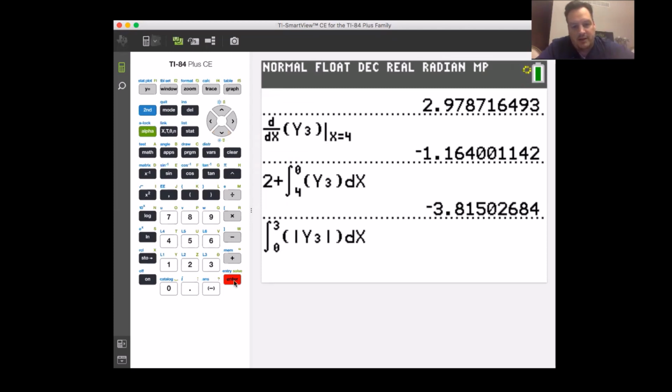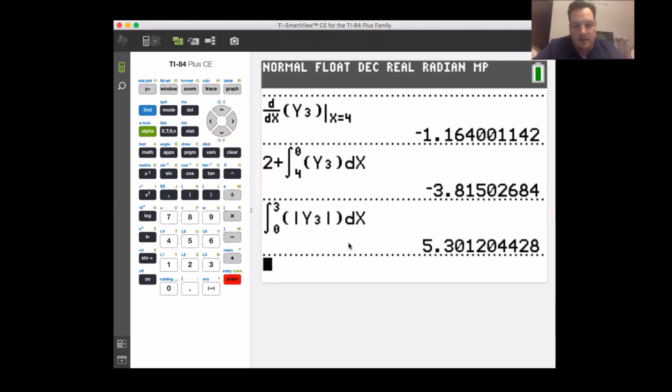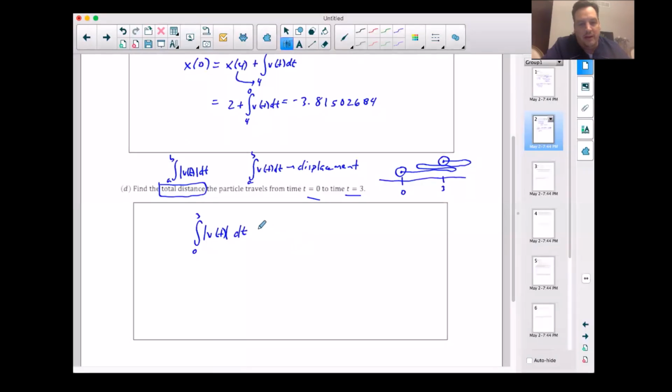I think the anticipation is killing me. I hope my calculator, oh man, my calculator had a hard time with that one. I think because maybe I'm running a few applications. I'm assuming that if you were doing that on your own personal calculator, it probably would have calculated that much quicker than mine did. So this is going to be 5.301. So now we can just type this straight into our calculator and say this is going to be 5.301204428.